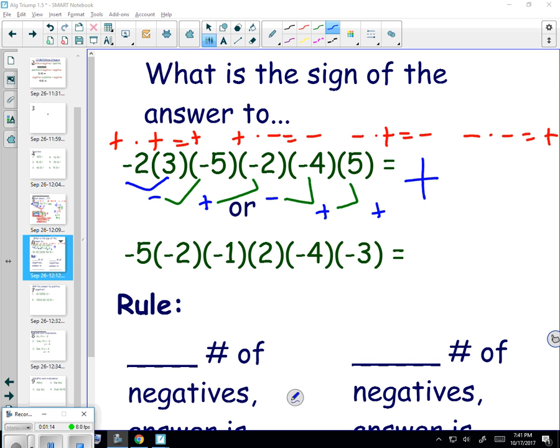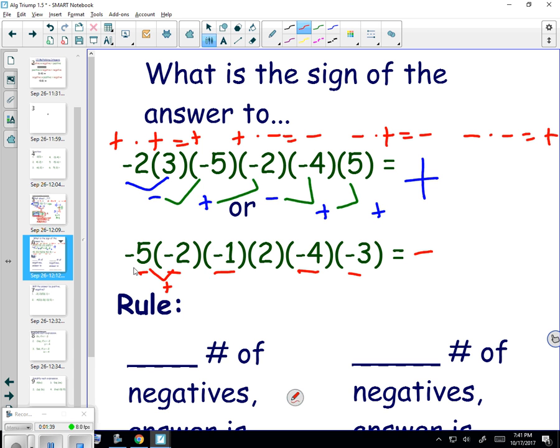Can you see what the pattern is? Take a look at this next problem. We have 1, 2, 3, 4, 5 negatives. With 5 negatives, will the problem be positive or negative? Pause your video and take a guess. You got a 50-50. If you said the answer is going to be negative, you're correct.